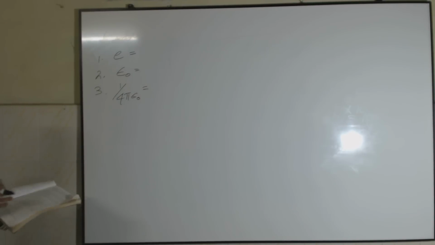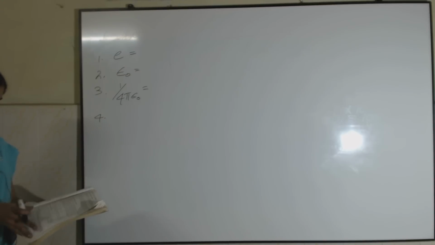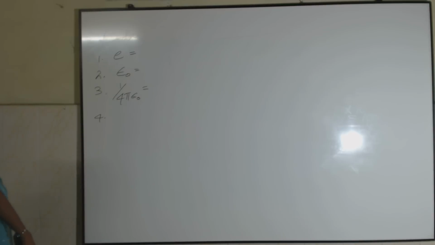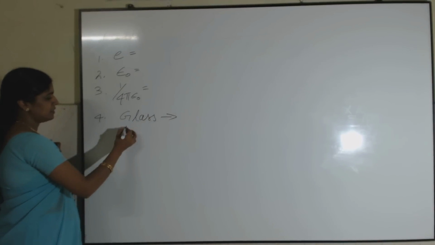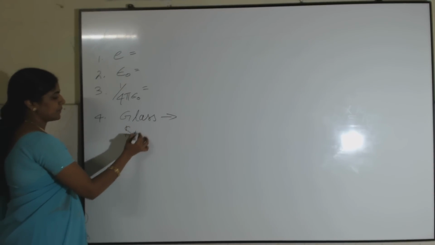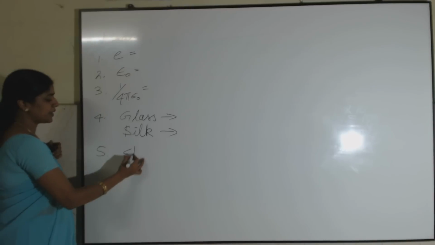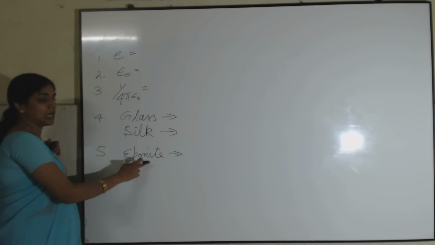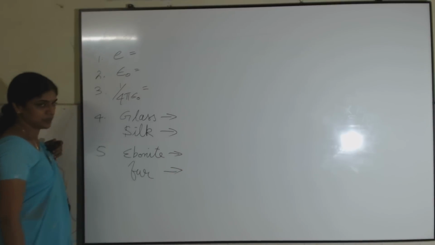Next one, take down this question. When a glass rod is rubbed with silk, what charge does the glass attain, and what is the charge attained by the silk cloth? Fourth one, when an ebonite rod is rubbed with fur, what is the charge attained by the ebonite rod, and what is the charge attained by the fur?